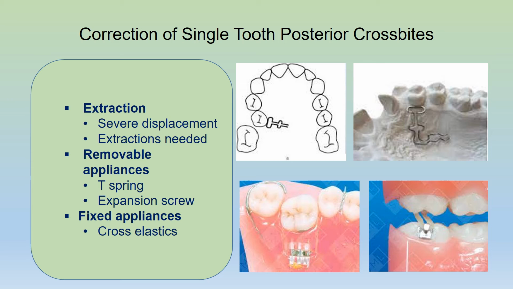Now, correction of single tooth posterior crossbites. We can do an extraction of the tooth in crossbite. This is usually applicable where the case needs extractions to be done. We could use a removable appliance to correct the crossbite. This is usually done using a T-spring, or we could use an expansion screw. Fixed appliances in conjunction with cross elastics can also be used to correct the crossbite.